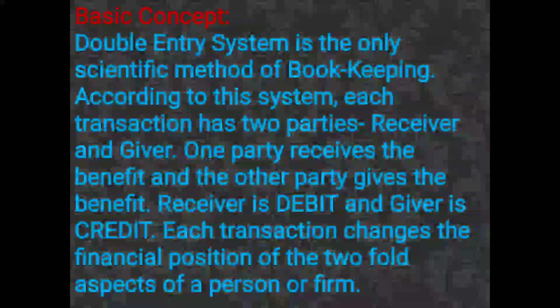Double entry system is the only scientific method of bookkeeping. According to this system, each transaction has two parties, receiver and giver. One party receives the benefit and the other party gives the benefit. Receiver is debit and giver is credit. Each transaction changes the financial position of the twofold aspects of a person or firm.